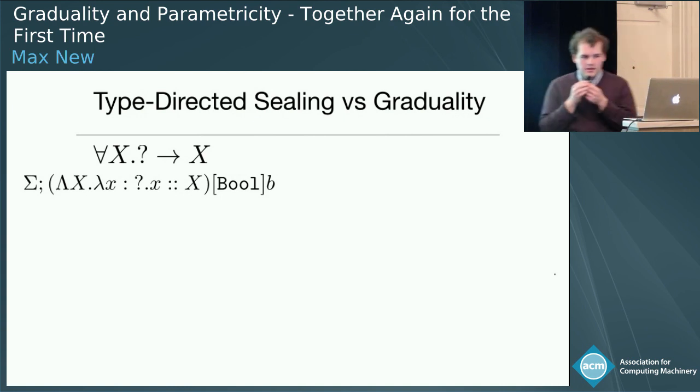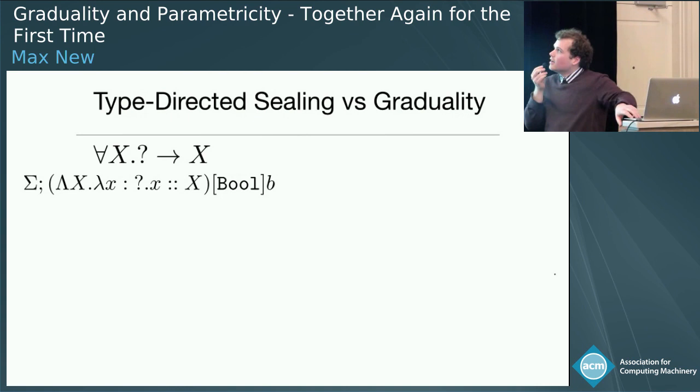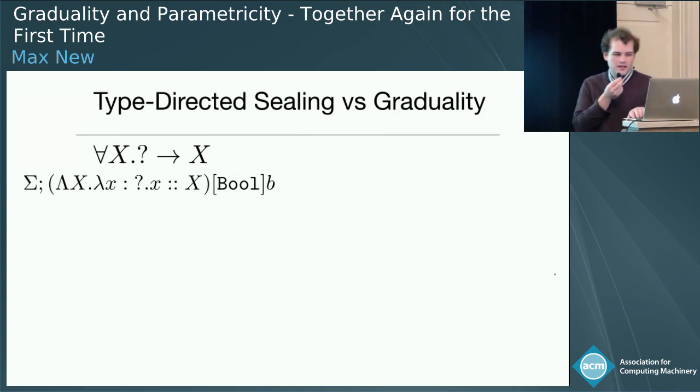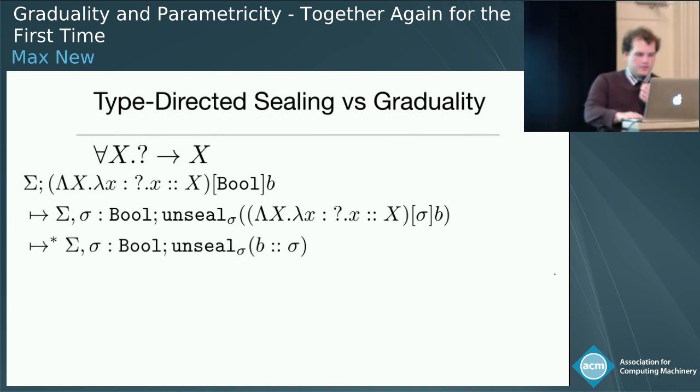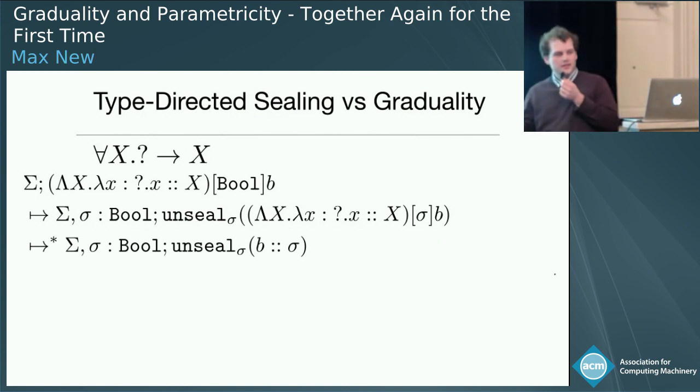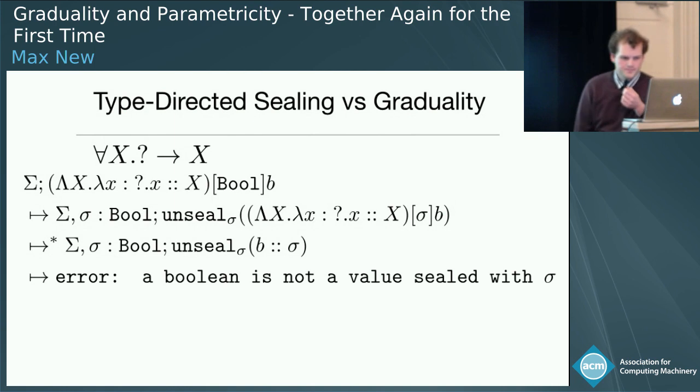On the other hand, on the more dynamically typed side, there's a question, are we going to seal the input, which has now dynamic type? And what these systems say is they say, well, the dynamic type is not an abstract type, and so I won't seal this input. But then, when I reduce, I'm going to now be unsealing a value that's a Boolean and not sealed, and so that'll result in an error.